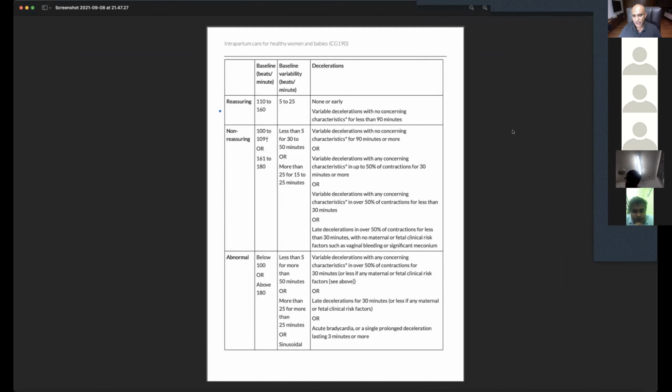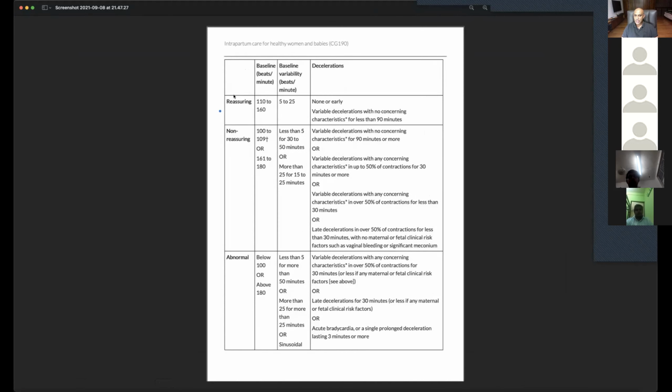Now look at this, right? If you look at this chart, this is out of the NICE guideline which I want you to look at. Each of these features is divided into reassuring, non-reassuring, and abnormal. So look at this. We are looking at the baseline.